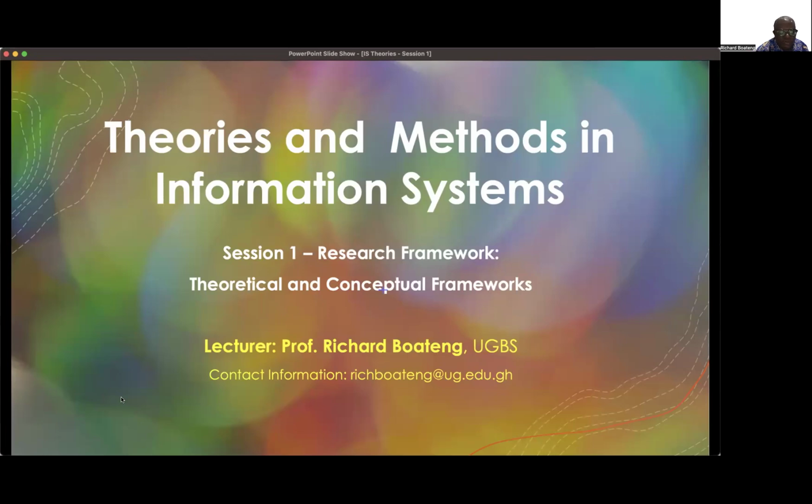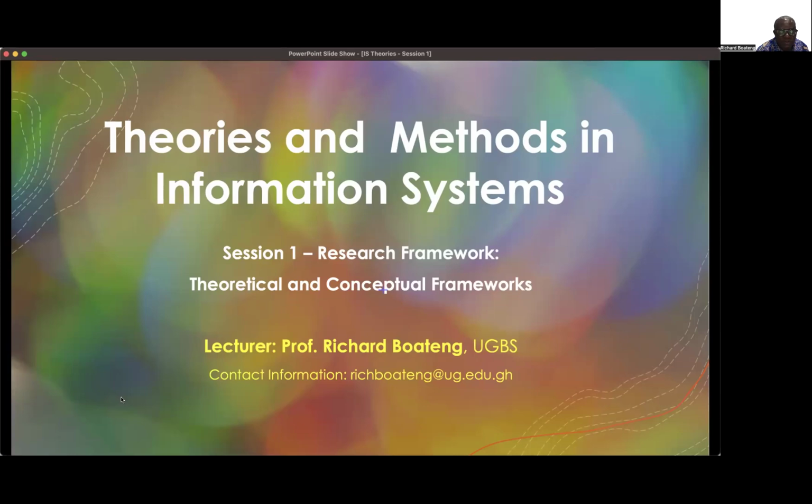Today, our session is on research framework. That's the introductory session to this particular course. The course objective is to introduce students in information systems to the theories and methods that we apply in carrying out information systems research. So we'll be drawing on several theories and other types of research methods and data collection methods and techniques that will inform our research design.